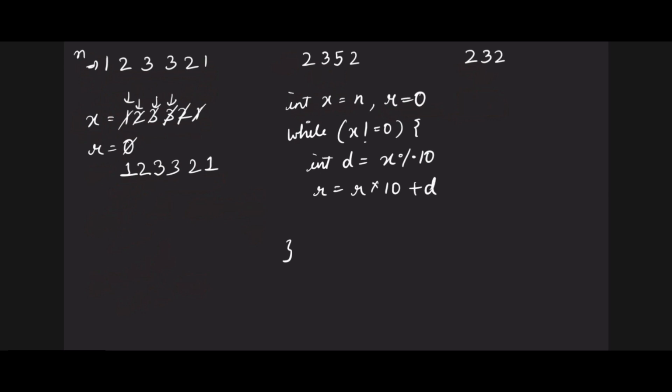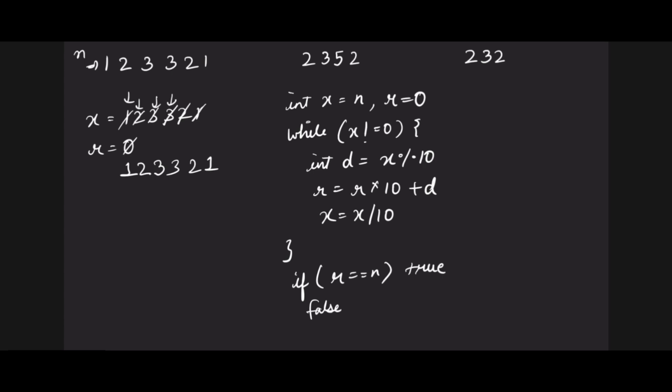And we'll remove this digit from x. So we'll do x equals x divided by 10. When we do this, only this much part will be left. This will keep on performing while our x is not equal to 0. And at the end, we will check that if r is equal to n, then our answer is true. Otherwise, it is false, right?